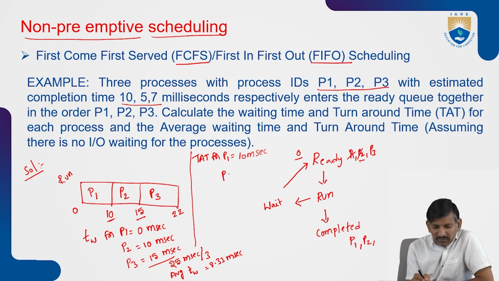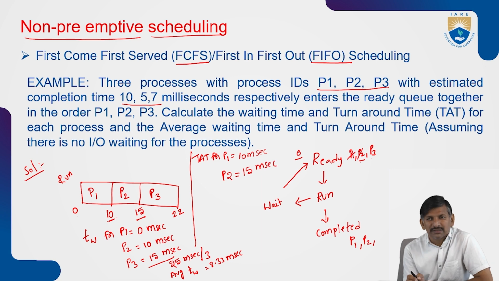Next, turnaround time for process P2. P2 enters the ready state at time 0 and enters the completed state at the 15th millisecond. So total 0 to 15, 15 milliseconds. Next, turnaround time for process P3. P3 enters the ready state at time 0 and its execution is completed at 22 milliseconds. So total time is 0 to 22 milliseconds, that is 22 milliseconds. So what is the average turnaround time?